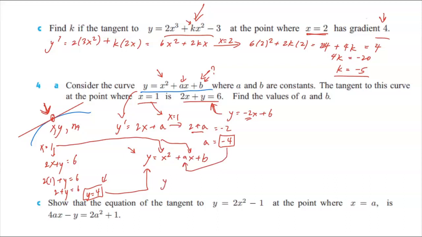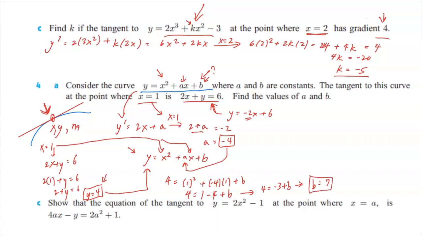Let's fill everything in. So instead of y, we're going to put 4. Instead of x squared, we're going to put 1 squared. Instead of ax, we're going to put negative 4 times 1, and then plus b. 4 is equal to 1 minus 4 plus b. 4 is equal to negative 3 plus b. b is equal to, add 3 to both sides, 7.